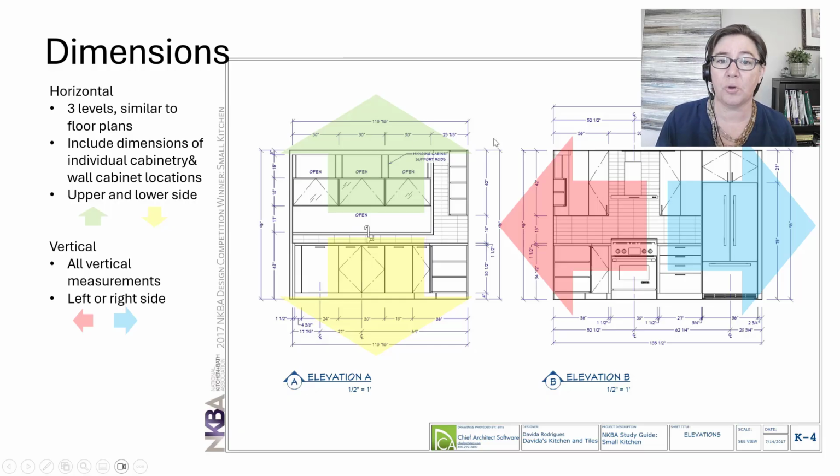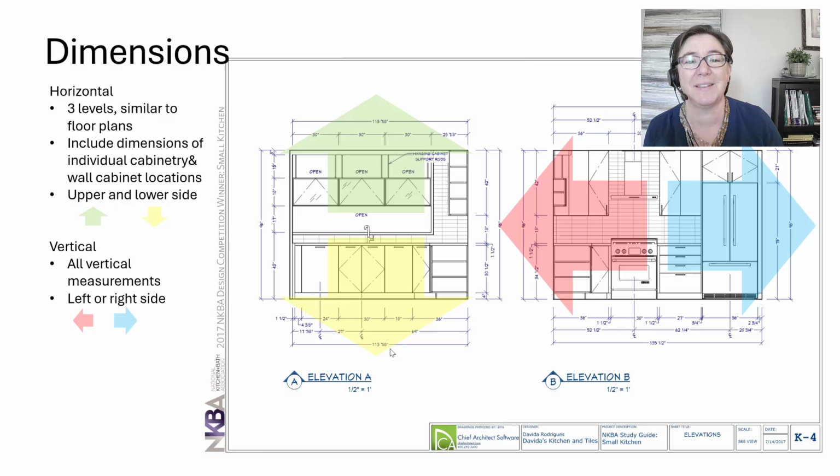Here's another choice you can make. Notice we've got this 113 and 7/8 dimension up and down. In my opinion, that's kind of overkill. There's no real reason to have both of those, so you could leave one out if you like.